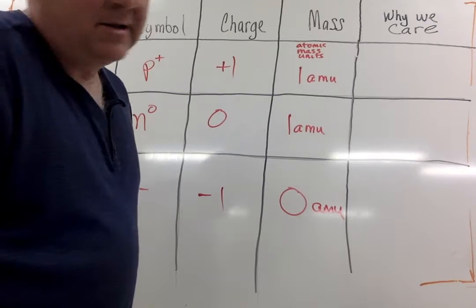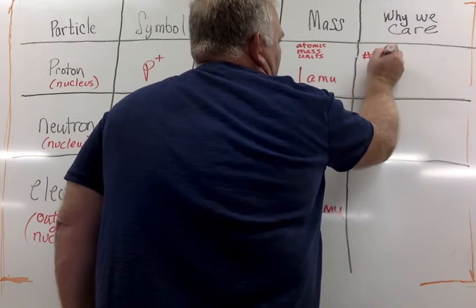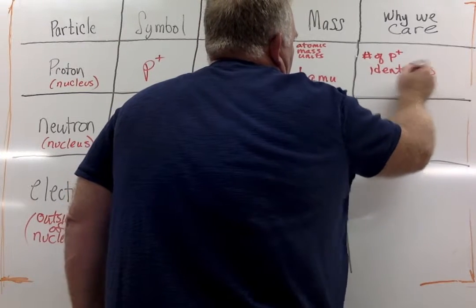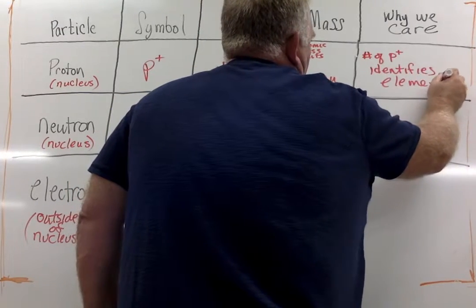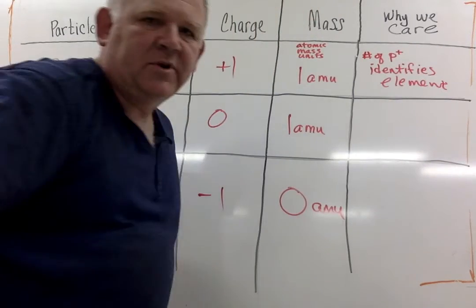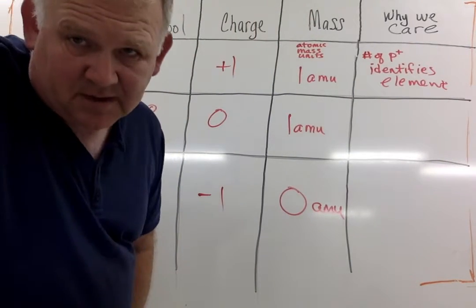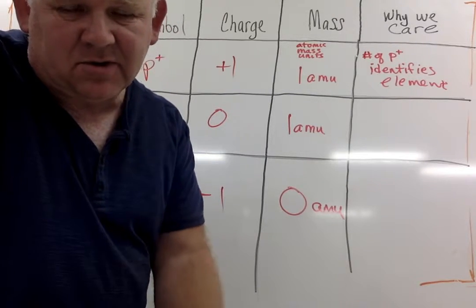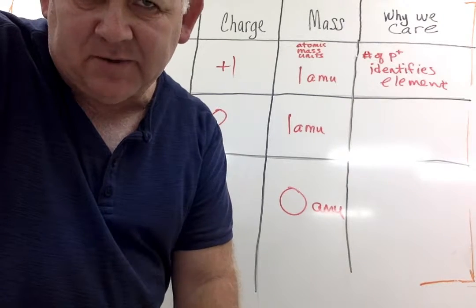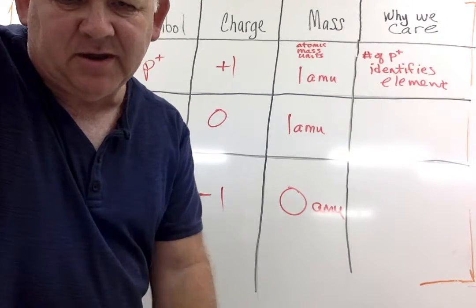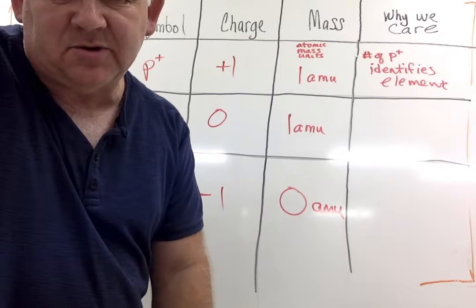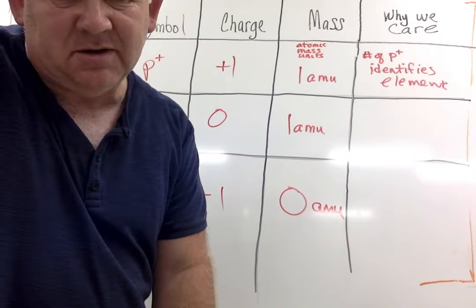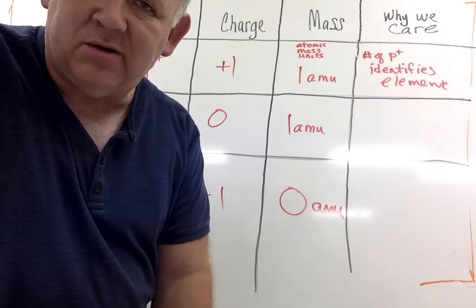Now, why do we care? If we know the number of protons, we know what's called the atomic number, and that tells us what the identity of the element is. If you look on your periodic table, you find the element carbon. It's got a number 6 by it somewhere. That's the number of protons in the nucleus of the carbon atom. If it's got 7, it's not carbon anymore, it's nitrogen. If it's got 5, it's not carbon anymore, it's boron.